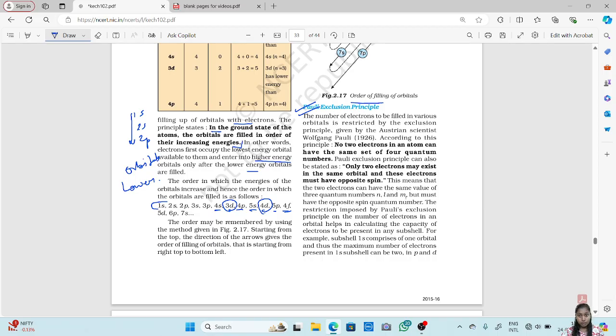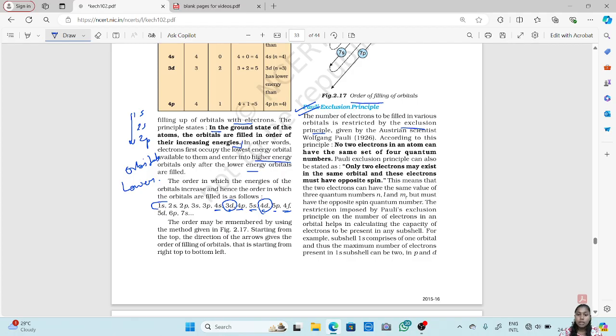Now, once you know the order of filling of electrons, you want to know how many electrons are to be added in one orbital, right? You can't add as many as you want. So there should be a fixed number of electrons that can be added into one orbital. That is decided by the exclusion principle. It was given by an Austrian scientist, Wolfgang Pauli. That's why it is Pauli's exclusion principle.